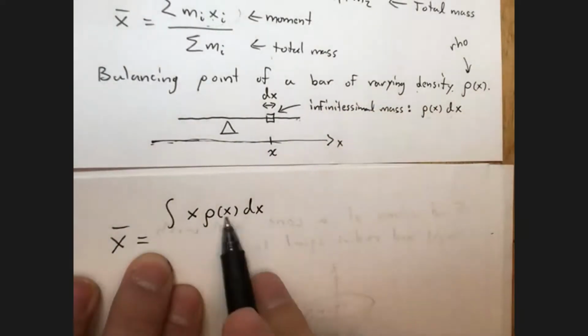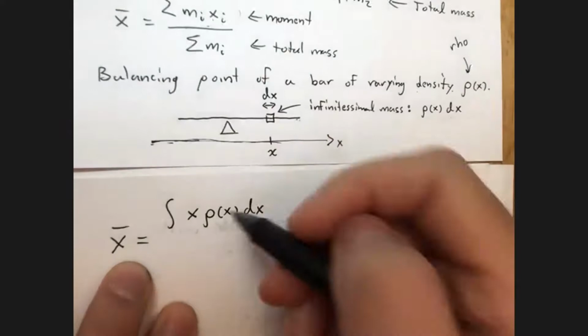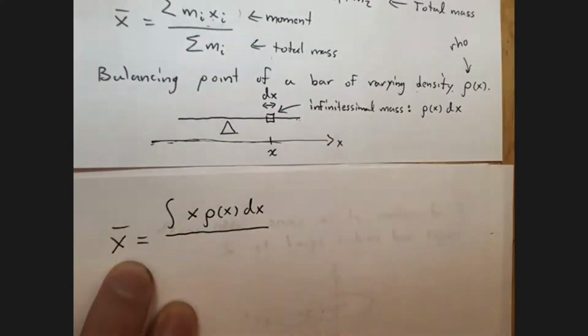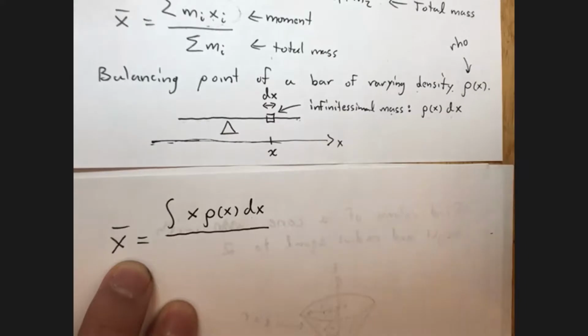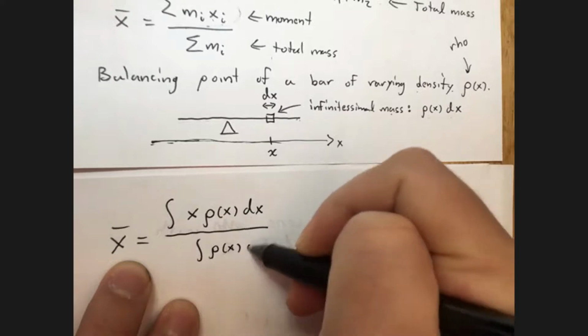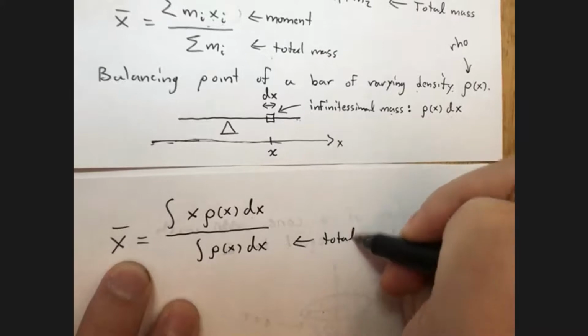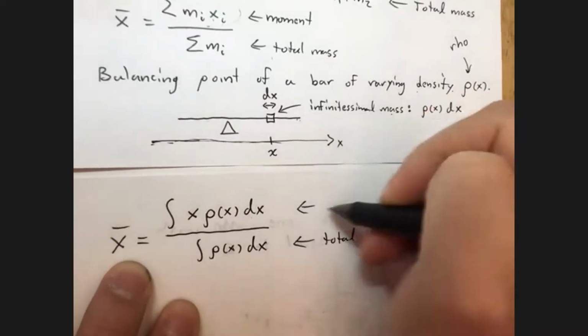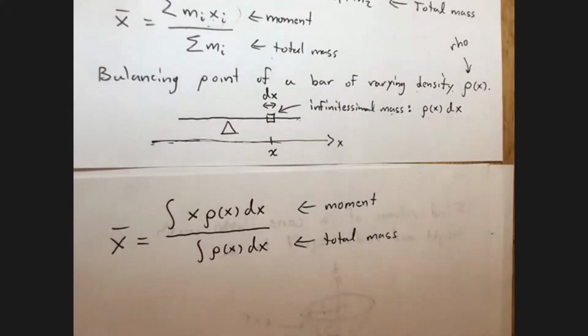Rho of x dx is the mass, and then x is the position from the center. And then we're going to divide by the total mass. How do you get the total mass? Well, you just add up all the infinitesimal masses. But we're adding up infinitely many of them, and they're infinitely small, so this is the integral of the infinitesimal masses. So this down here is the total mass, and this up here is the moment. And this is how you do this for a continuous problem, where the density continuously varies across the wire.